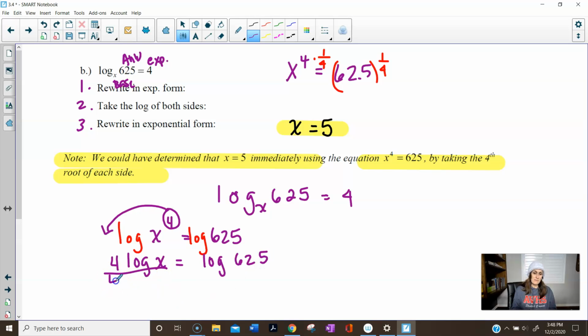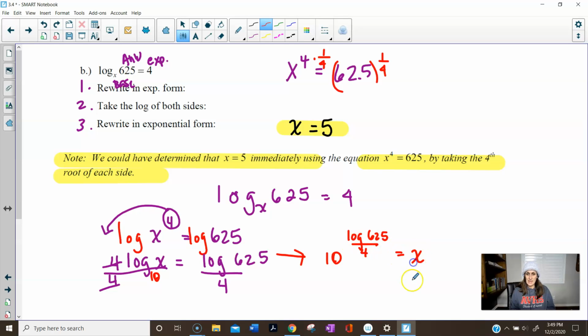We would divide by 4. So now I have log x equals log 625 over 4. Now I would have to change this back to exponential again. So the base is base 10. So this would be 10 raised to the log base 10 of 625 over 4 is what equals x. You can see I'd still have to throw that into the calculator. It was much harder than this one, so I would do it this first way.